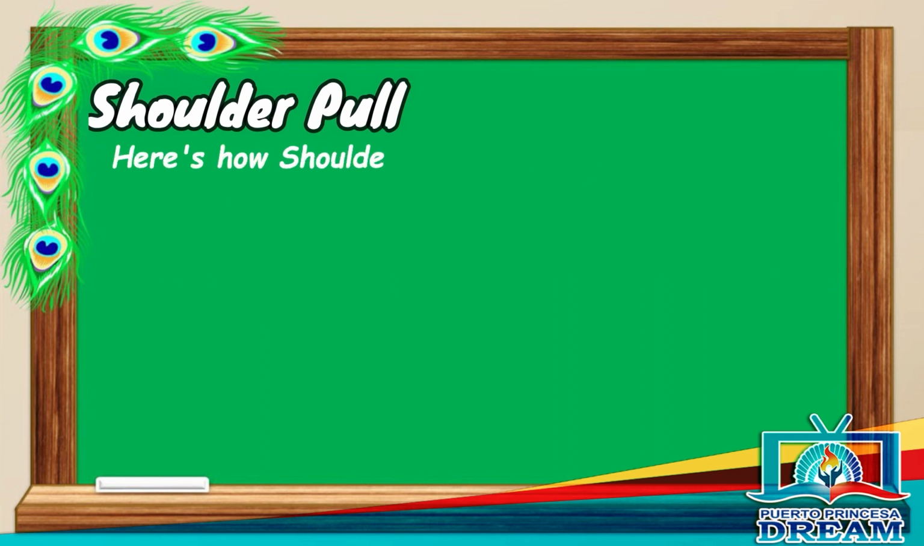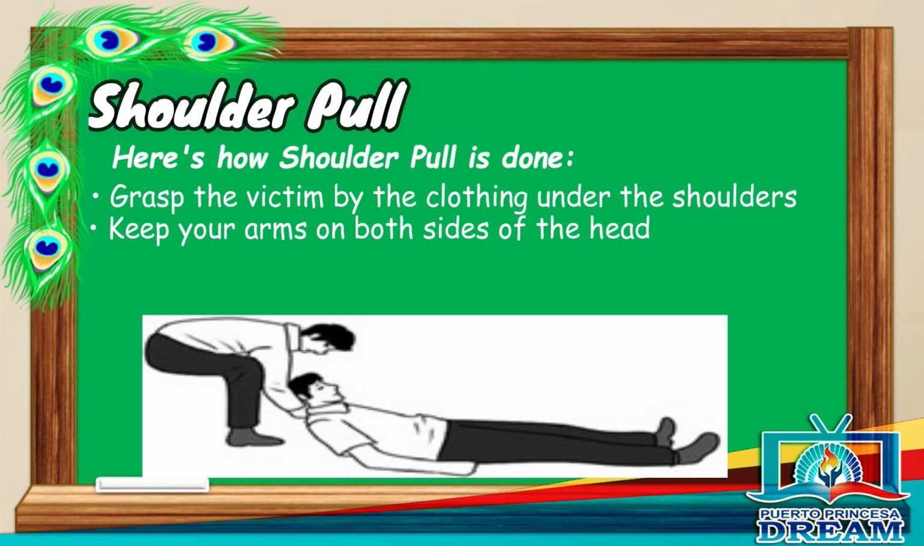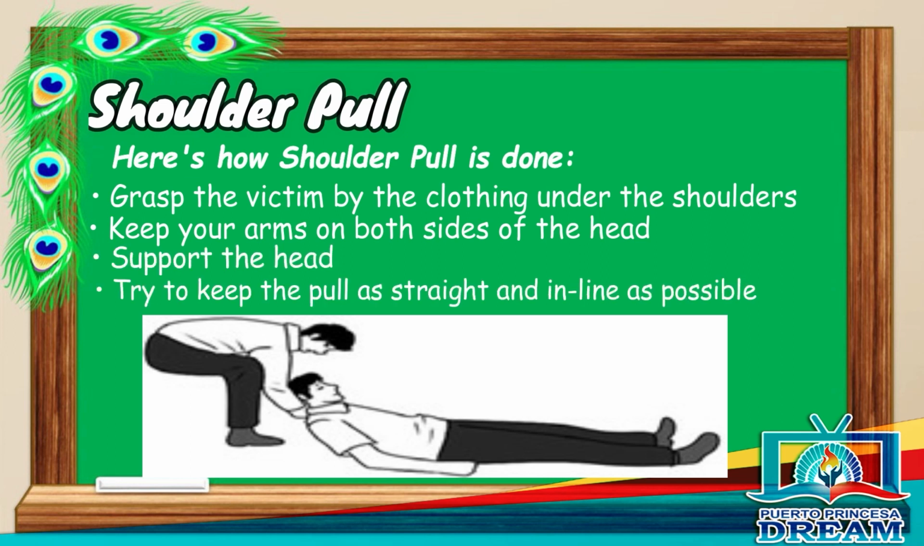Here's how the shoulder pull is done. Grasp the victim by the clothing under the shoulders. Keep your arms on both sides of the head. Support the head. Try to keep the pull as straight and in line as possible.